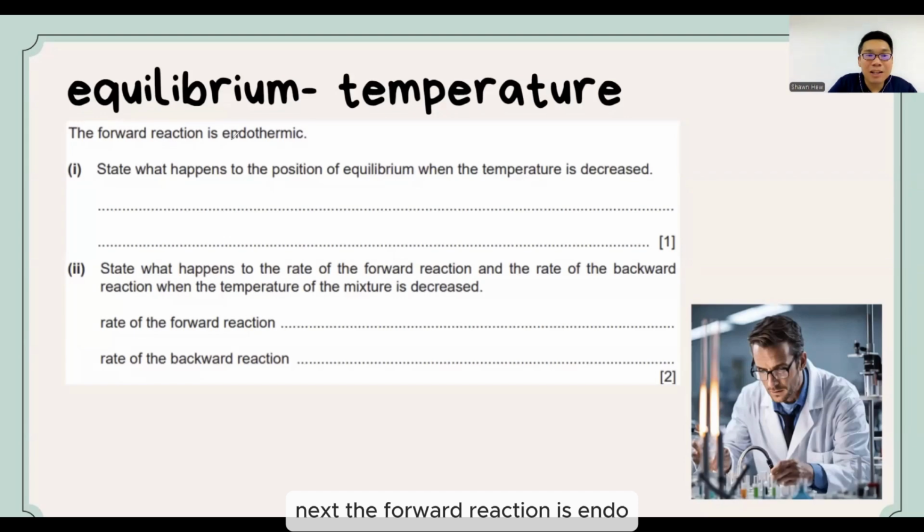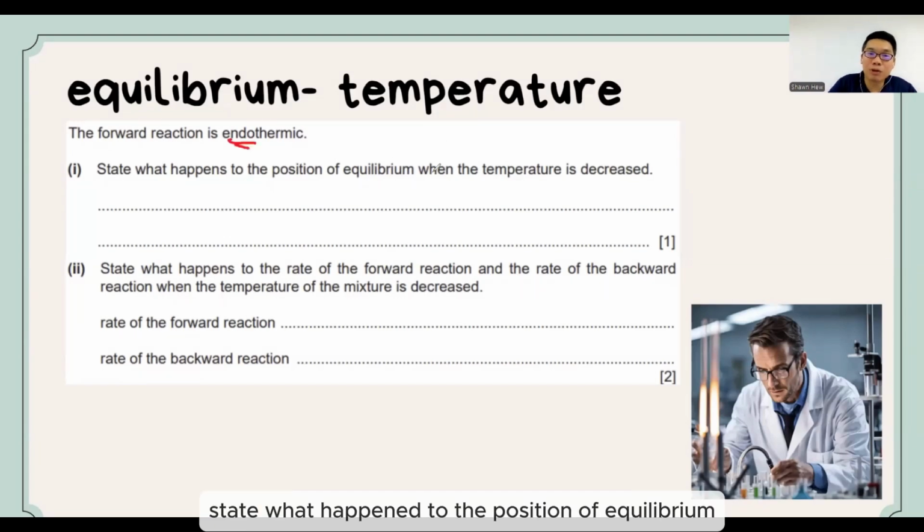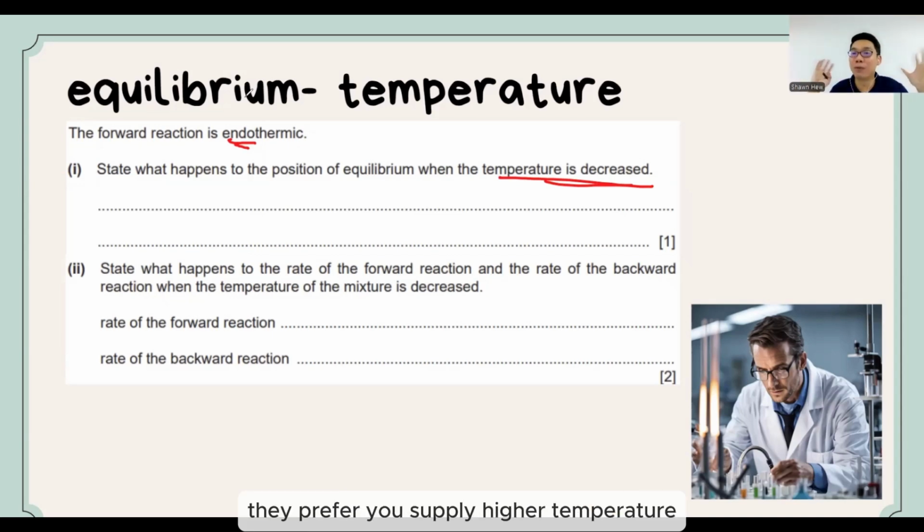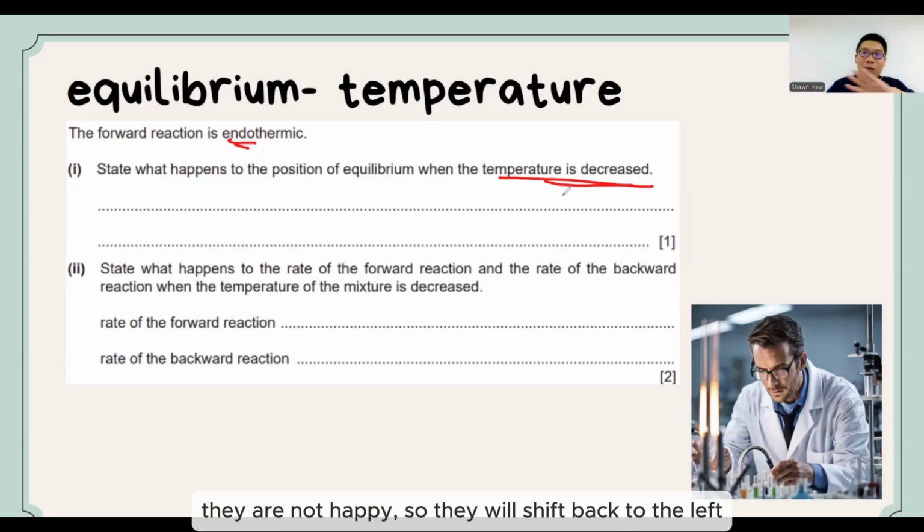Next, the fourth reaction is endo. State what happened to the position of equilibrium when temperature decreases. The forward reaction is endo, so they prefer you supply higher temperature. So if your temperature decreases, they are not happy, so they will shift back to the left.